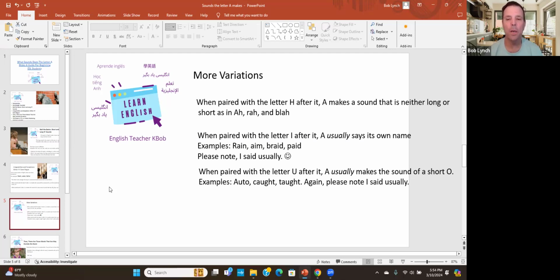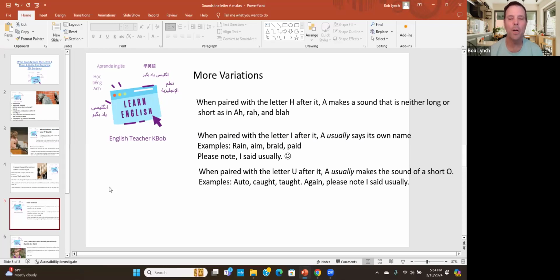When paired with the letter I after it, A usually, and notice I said usually, not always, there's almost nothing in English that's always. Usually is the best we can do. A usually says its own name. Examples are rain, aim, braid, and paid. Again, please note I said usually.